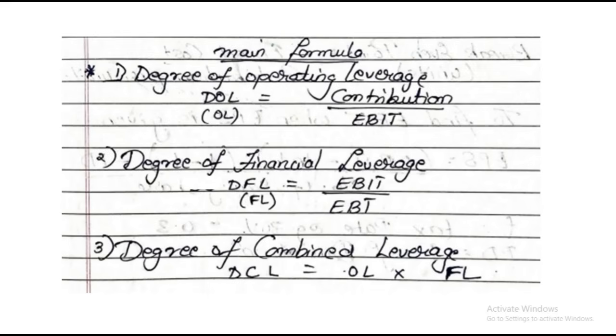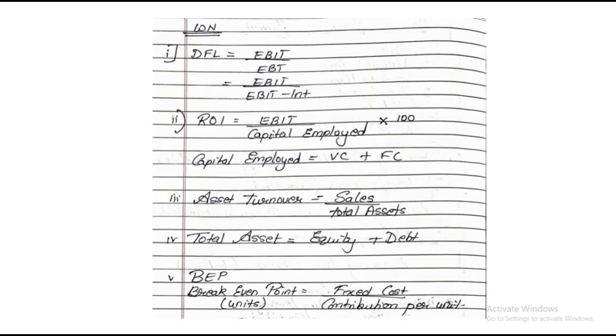Now, in some sums, they can also give you some other things to find. So here are a few formulas, other than the leverage formulas, which you need to know under this particular topic. The very first one is financial leverage, which we saw is nothing but EBIT upon EBT. Now this EBT can be converted into EBIT minus interest also. How will this be useful? We'll come to know while solving the sums.